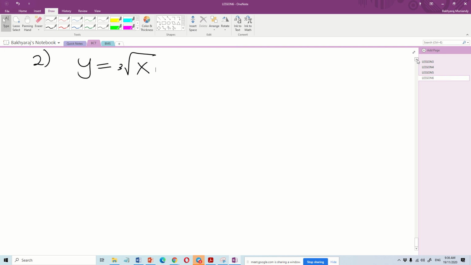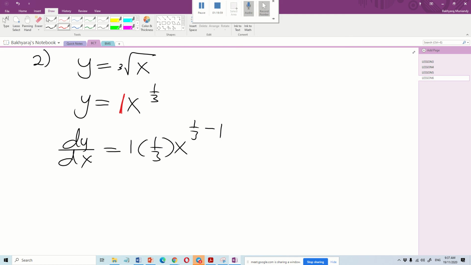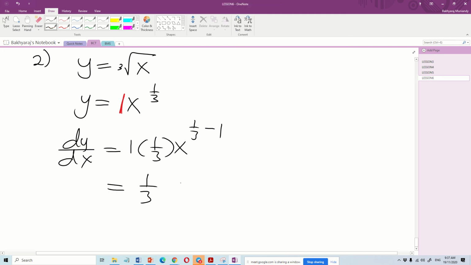Okay, so I'll give you answer. So ini akan jadi dy dx. First y equal x power of 1/3. And then I'm going to apply the formula. Formula is dy/dx is equal 1 times 1/3 x^(1/3 - 1). Okay, mana dapat satu duduk sini ya. So 1 is there. So you get 1/3 x, then 1/3 minus 1, you get negative 2/3.